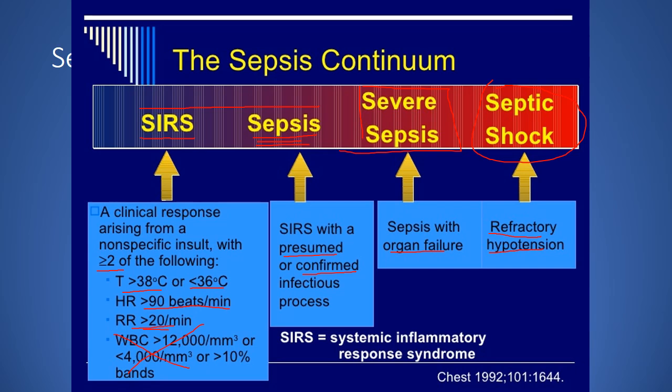And if they're altered, if they have a SIRS criteria and you think they have some sort of infectious disease, and they have altered mental status, that's organ failure. That means the brain is not getting perfusion, so that's severe sepsis right off the bat. So they need lots and lots of fluid.